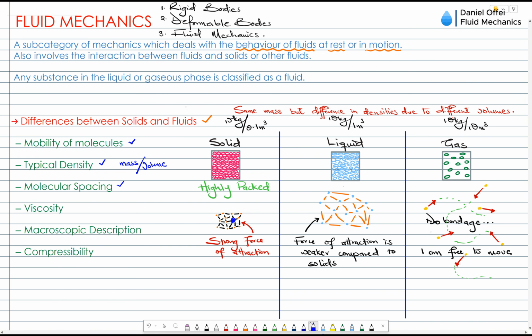Then we can also talk about the molecular spacing between the particles. For gases, the spacing is very high, and the spacing reduces such that solids have the least amount of spacing between the particles. Then the next difference between them will be their viscosities. Solids don't flow, so in the first place, we don't even talk about viscosity when it comes to solids. However, for liquids, viscosity is a measure of how they flow. So different liquids show different viscosity because they flow differently. And for gases, the viscosity is very low because they move with little to no resistance.